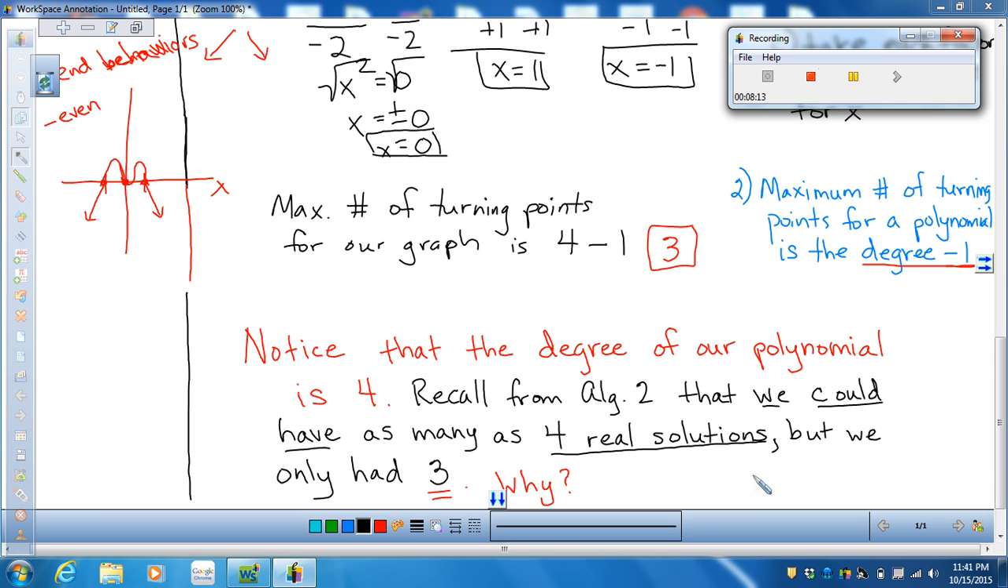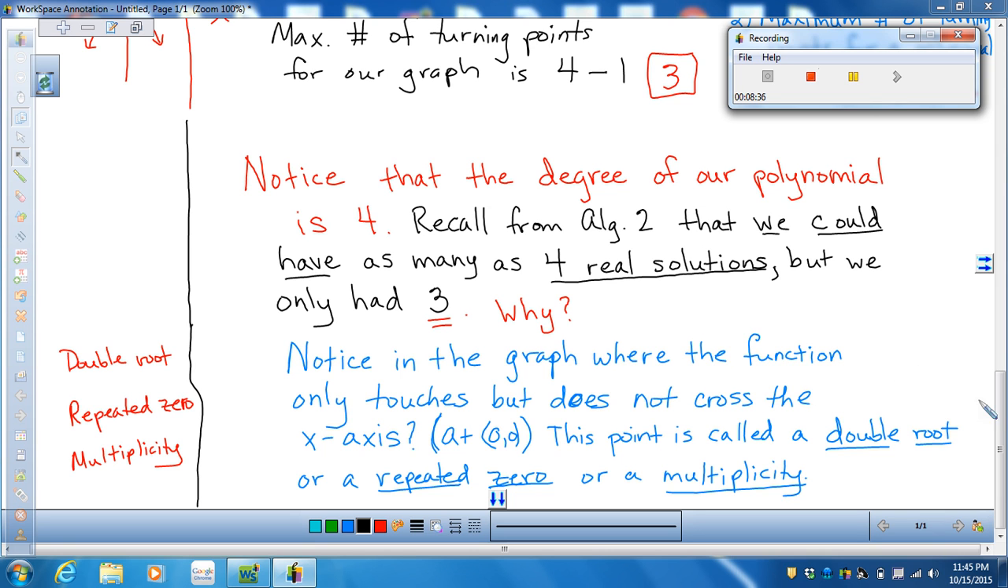Notice that the degree of our polynomial is 4. I want you to recall from Algebra 2 that when the degree is 4, we could have as many as 4 real solutions. But we only had 3. Why? I want you to think about that for a minute and then come back and see what the reason is.